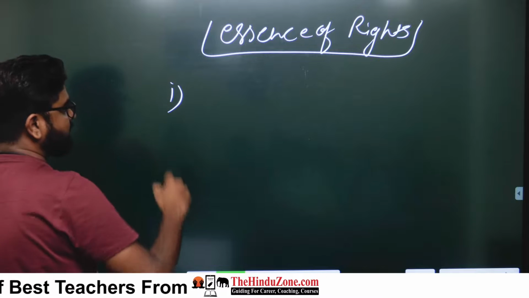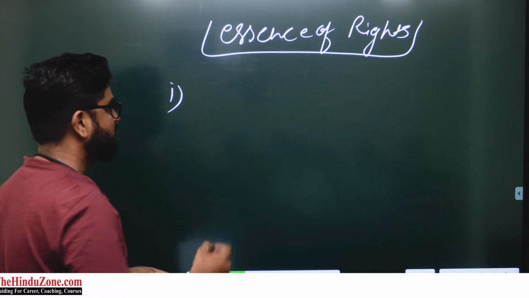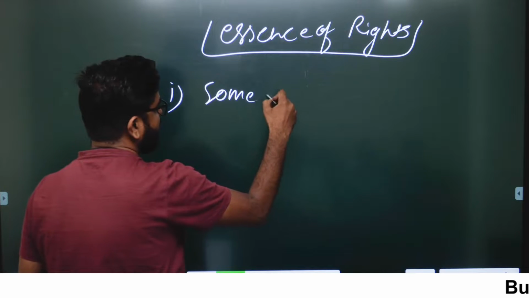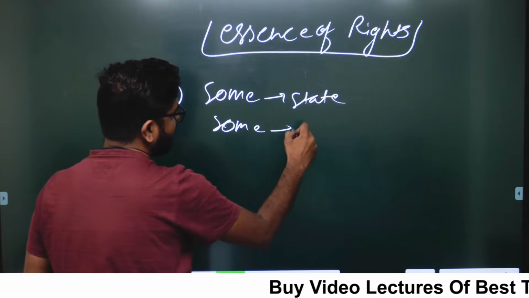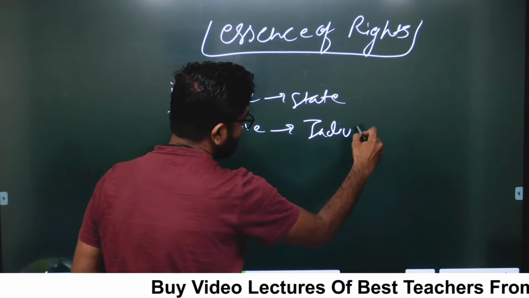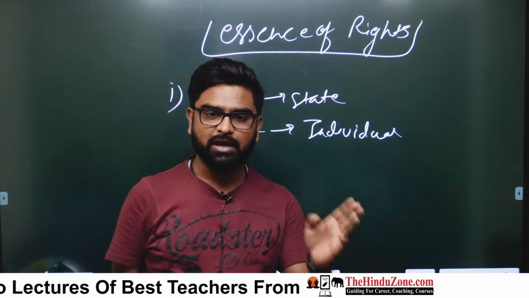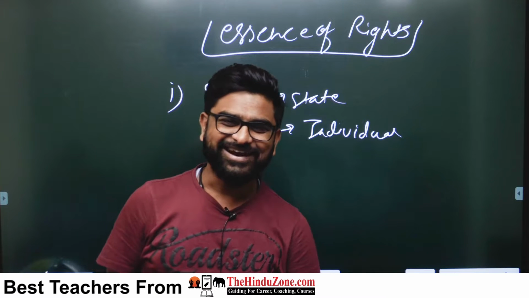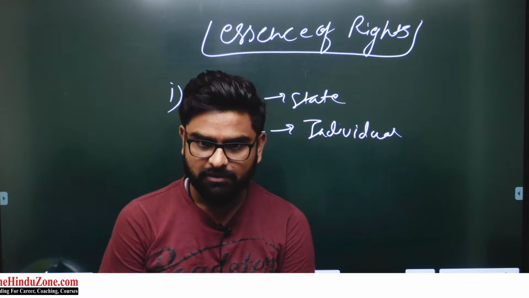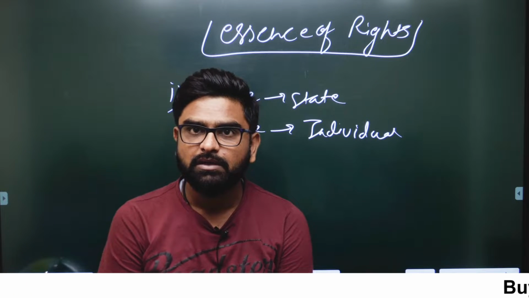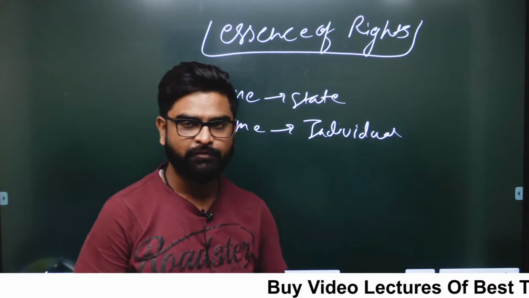Number one, some rights are against the state, some are against other individuals. Example, right against untouchability. Right to untouchability नहीं होता. Right against untouchability is a right enforceable against everyone, state and individual. Within that, we will also understand a case study of the SC/ST Act. समझेंगे वो when the time will come.